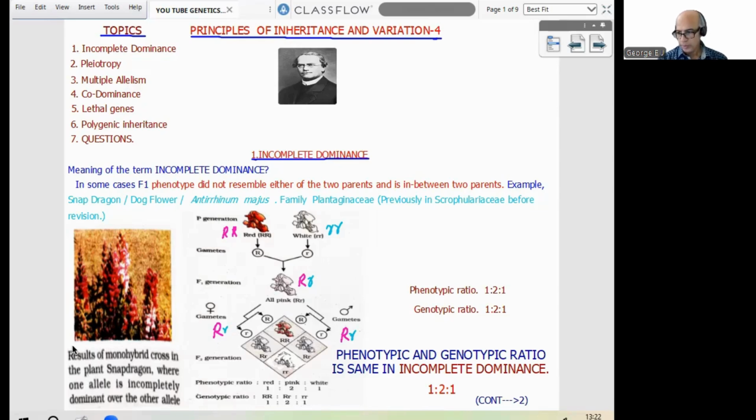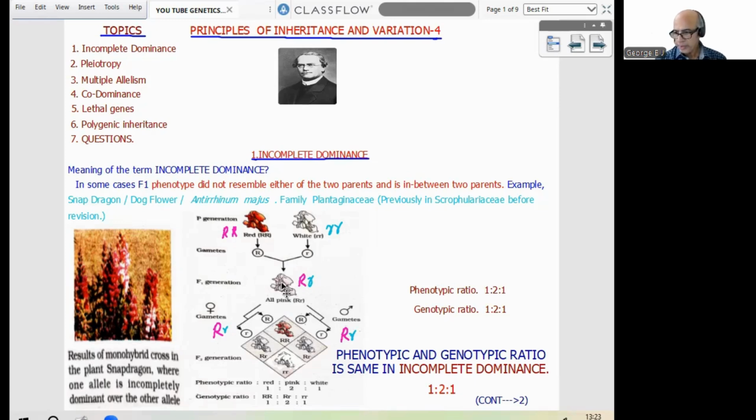Now we can observe the cross here. A red flower is crossed with a white flower. Red is capital R, white is small r. F1 is capital R, small r, as usual. But here the result is not red, it is pink. That is how this ratio comes, that is incomplete dominance.